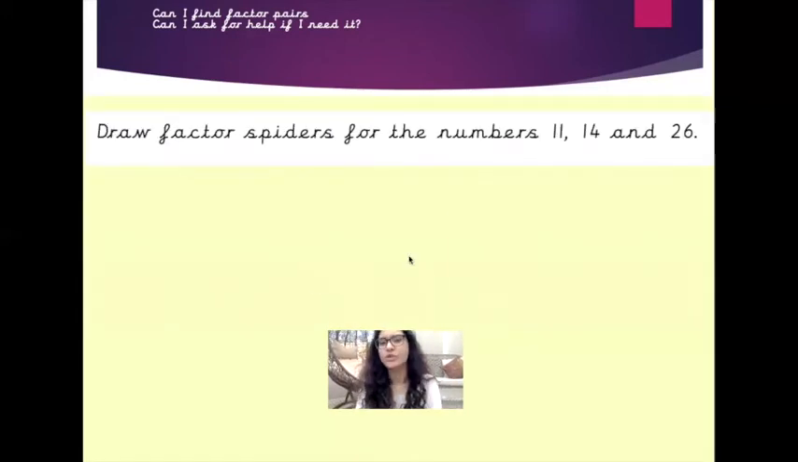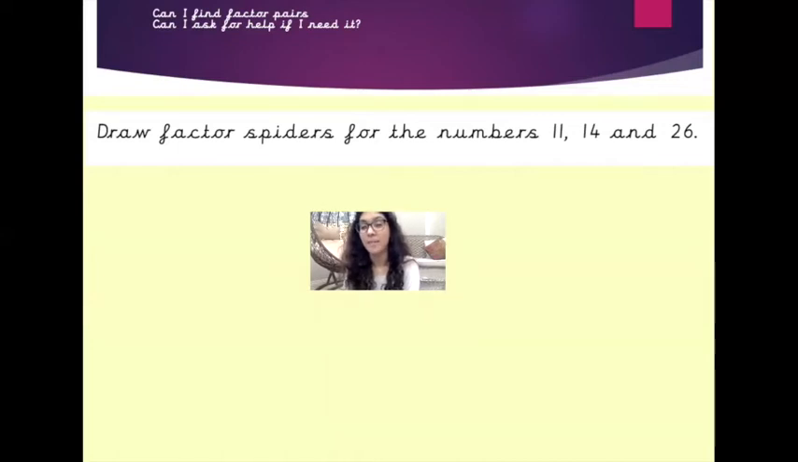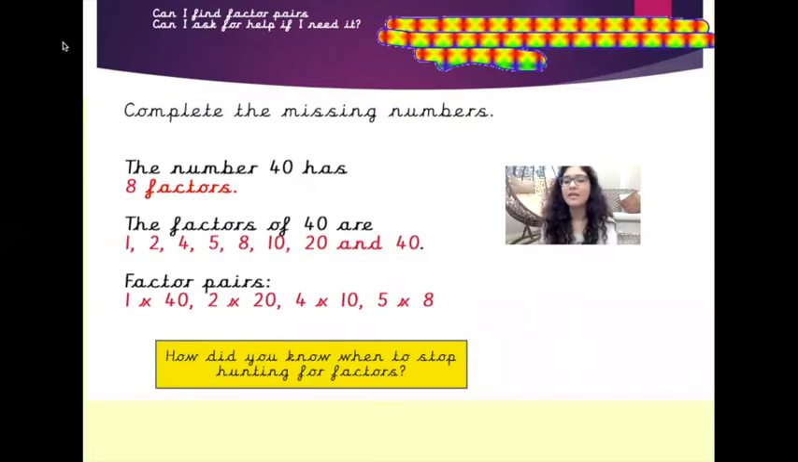So what I'd like for you to do is draw factor spiders for the numbers 11, 14, and 26. These will be uploaded onto Tapestry for me to see, and then I can correct or I can tick for you. Now here, the number 40 has 8 factors. What that means is 8 different numbers go into the number 40. And those numbers are 1, 2, 4, 5, 8, 10, 20, and 40.